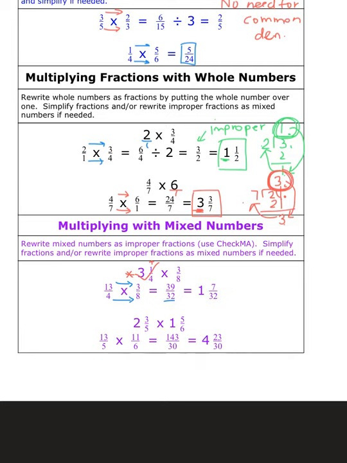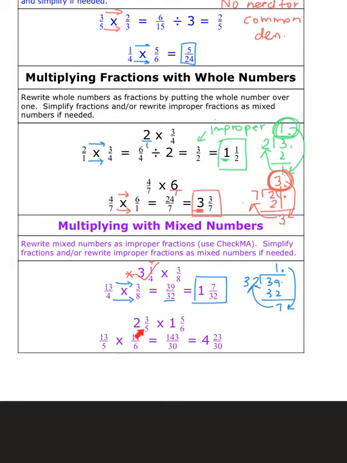Now I have an improper fraction, so we divide. 39 on the inside, 32 on the outside. It would go in one time, and you would end up with 1 and 7 over 32. There's your simplified final answer, turning it into a mixed number.